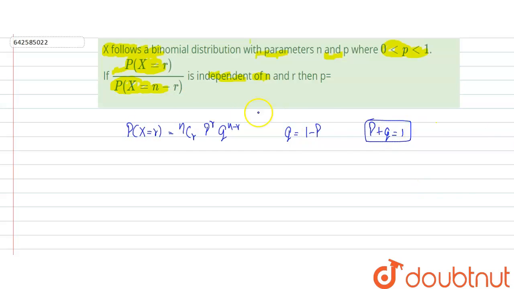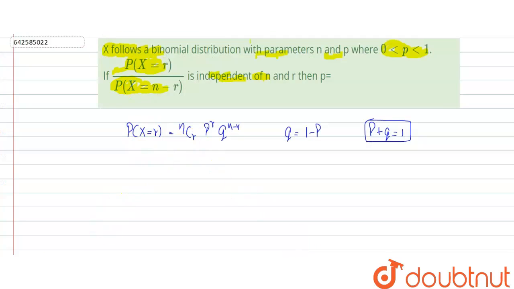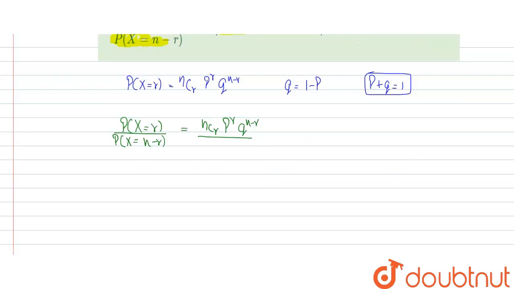Now simply substitute X = r and X = n minus r in this formula. The expression given to us is P(X = r) divided by P(X = n − r). So we can write this as nCr into p to the power r into q to the power n minus r divided by, substituting r with n minus r, nC(n − r) into p to the power n minus r into q to the power r.